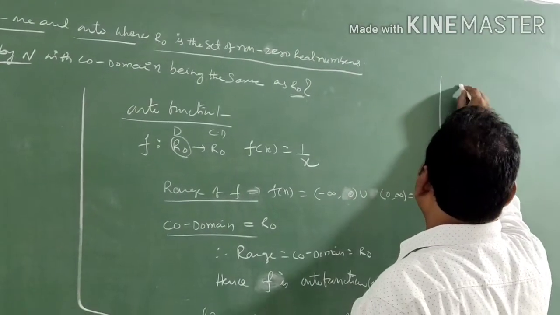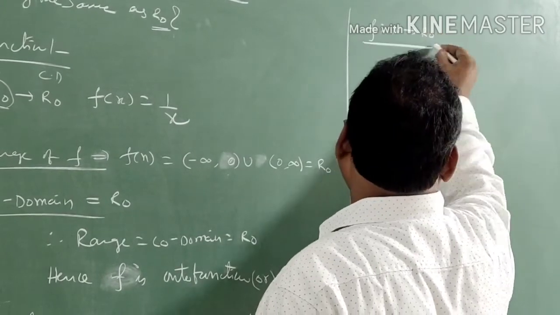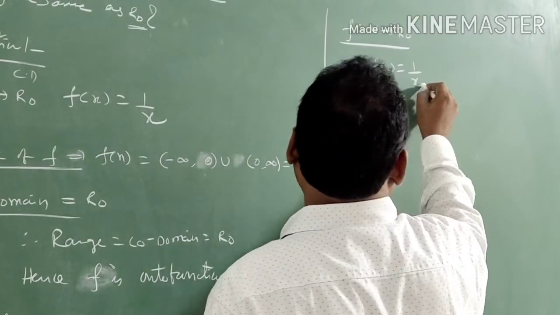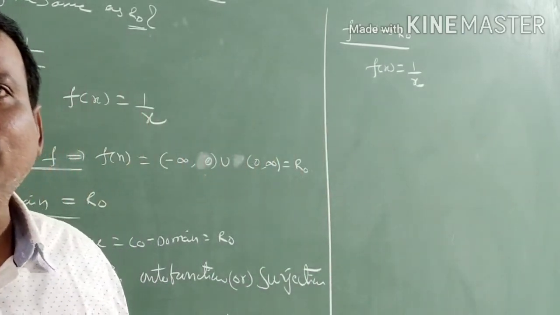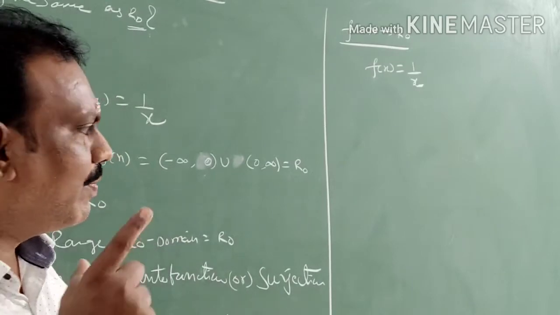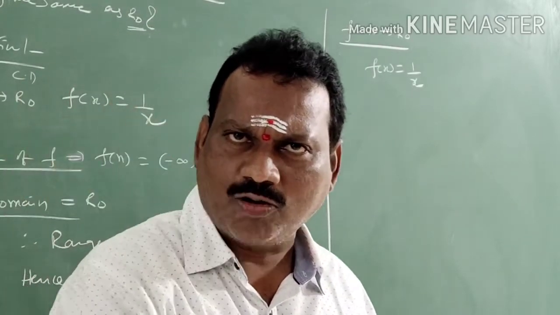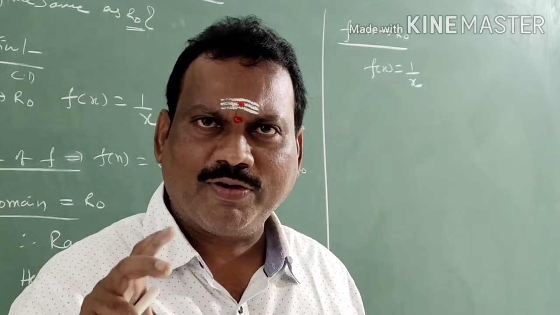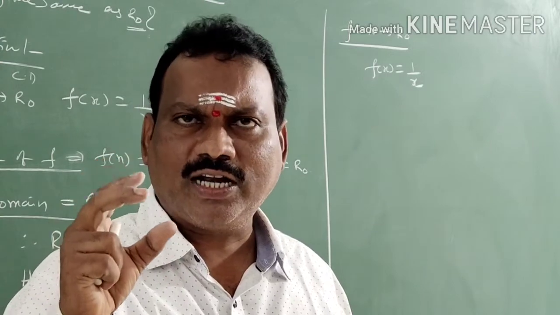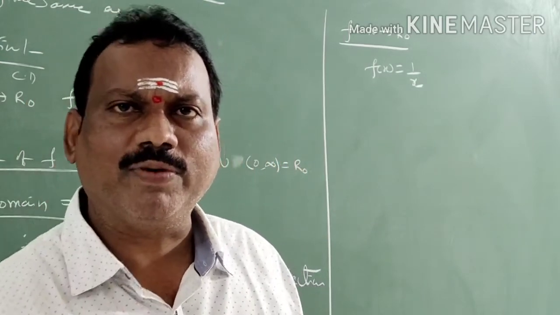Now the function f is a mapping from N to R naught. f of x is equal to 1 by x. Now I am going to check whether it is a 1-1 function or not. You just remember, 1-1 means different inputs, different outputs. f mapping from A to B is said to be a 1-1 function if no two distinct elements of A have the same image in B.